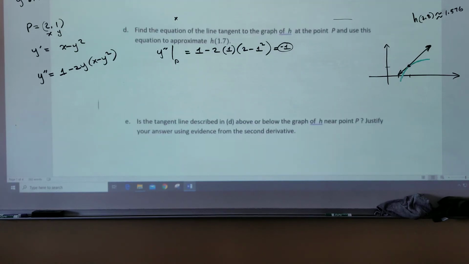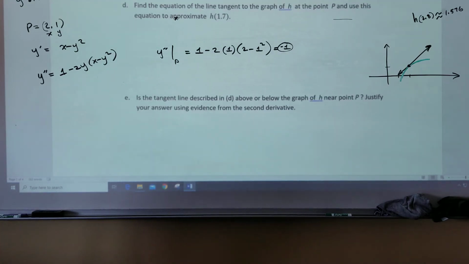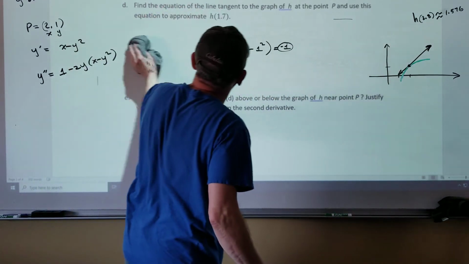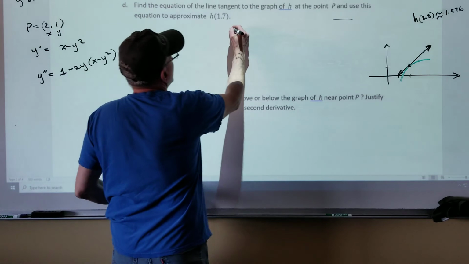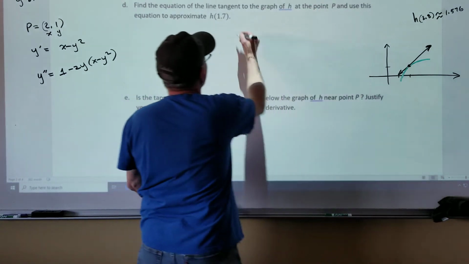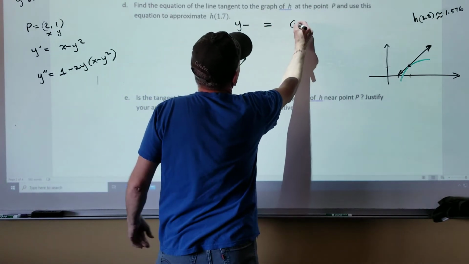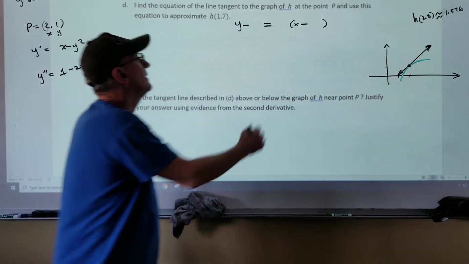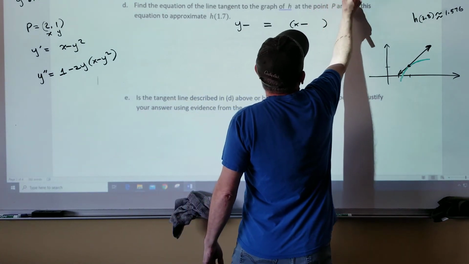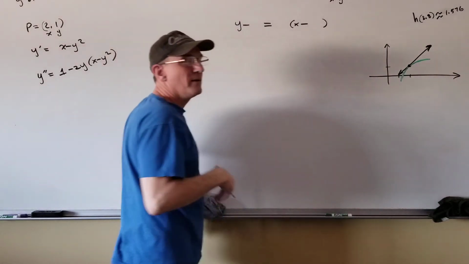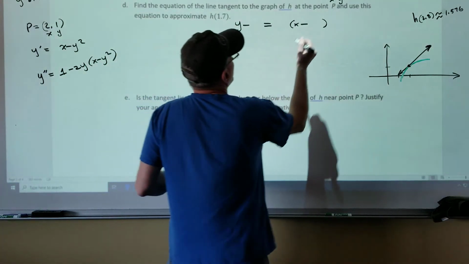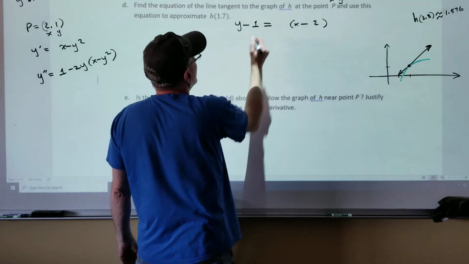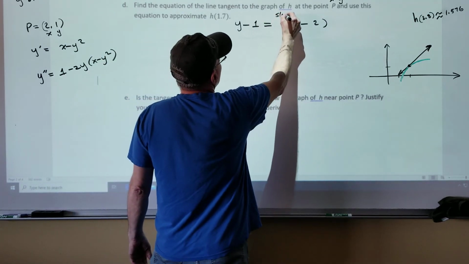Okay, part D, find the equation of the line that's tangent to the curve at point P. Well, remember how we do that. We use a point-slope form of a linear equation, and we just fill in the 3 blanks. Point P is the point (2, 1). So you know what x and y are, and you don't really need to justify those. You just put the 2 where it's supposed to go in the point-slope formula, and you put the 1 where it's supposed to go, and then just remember that this is where the slope is supposed to be.